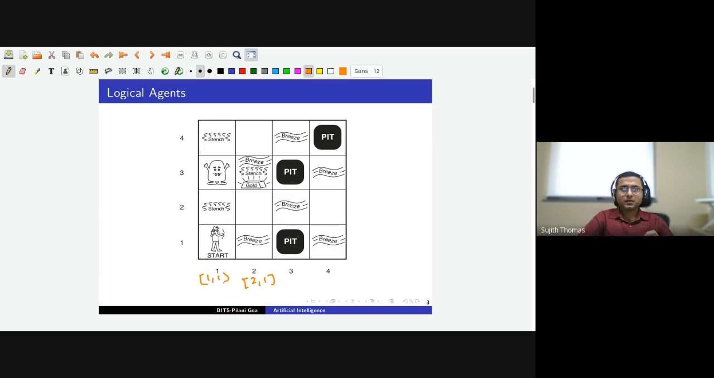So the agent is initially in state 1,1, and there is gold present in one of the cells. The goal of the agent is to find the gold and return to the home cell. Home cell is the first cell, 1,1. Now there are some problems. Some cells contain a pit. If the agent goes into a room which contains a pit, the agent will die.